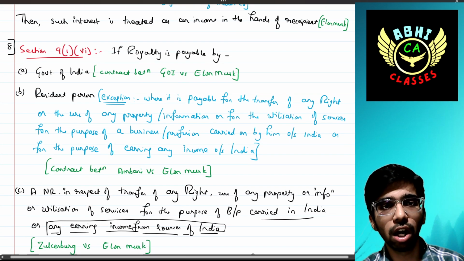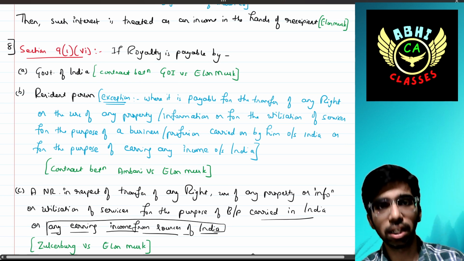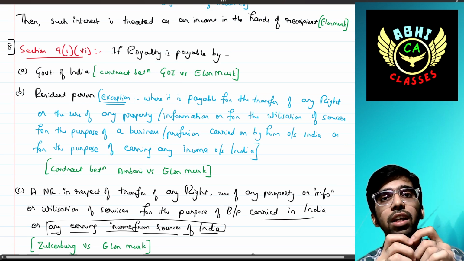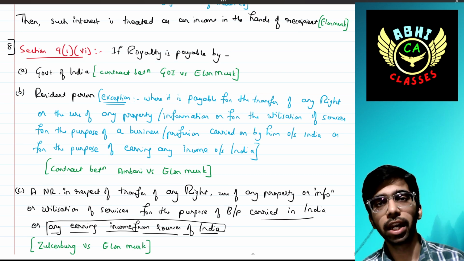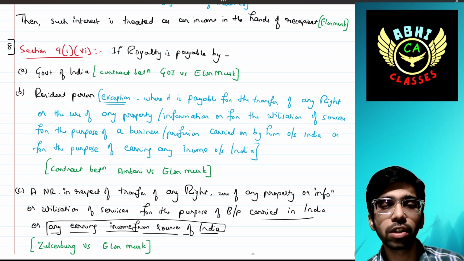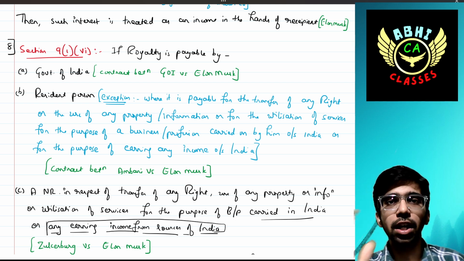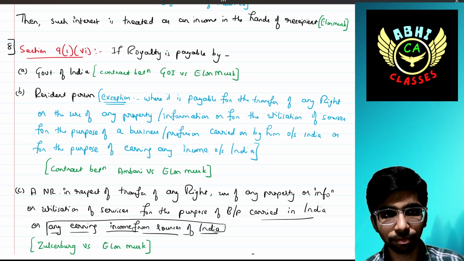Remember, next, section 9, subsection 1, subclause 6. The same concept applies, but instead of interest, it is royalty. If royalty is payable by the Government of India to Elon Musk, then the royalty is treated as income in the hands of Elon Musk.